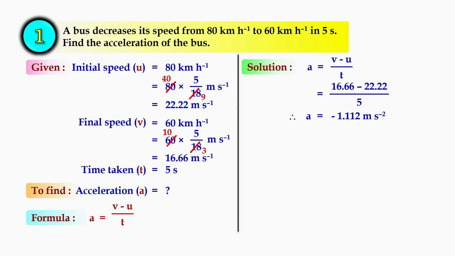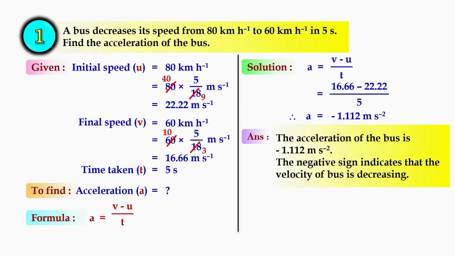The negative sign tells us something important. It indicates that the velocity of the bus is decreasing. This type of acceleration is also called retardation or deceleration. So, the acceleration of the bus is minus 1.112 meters per second squared.